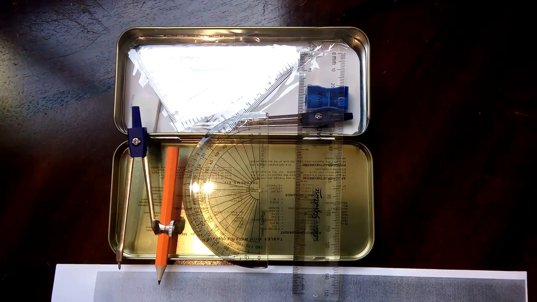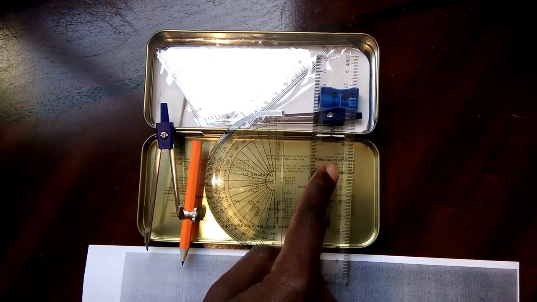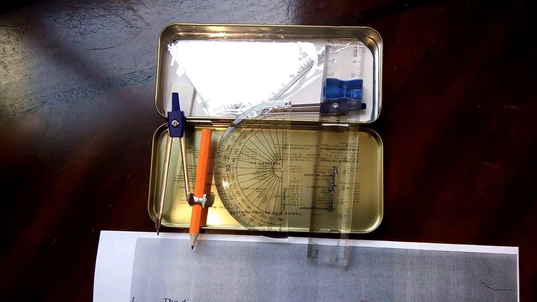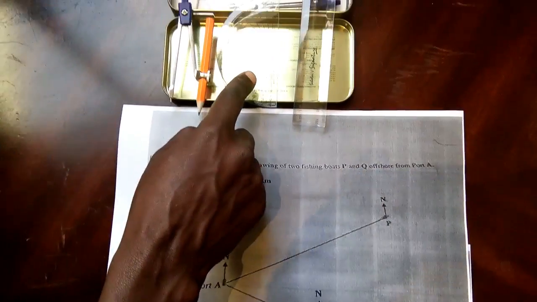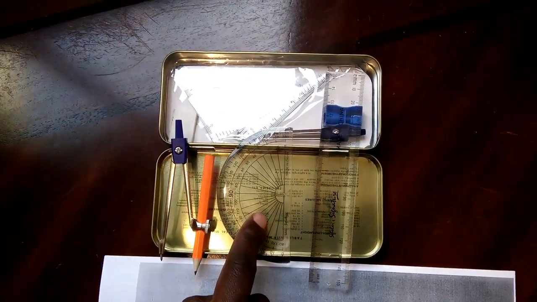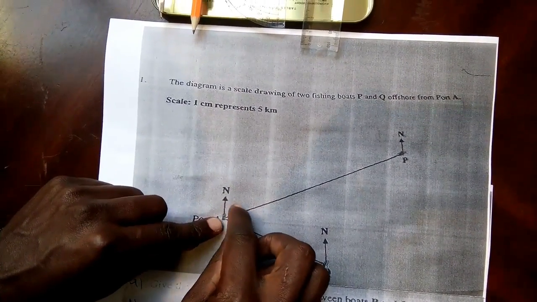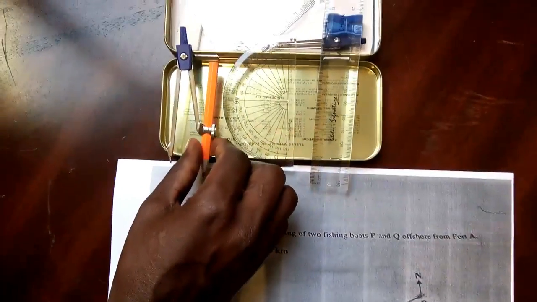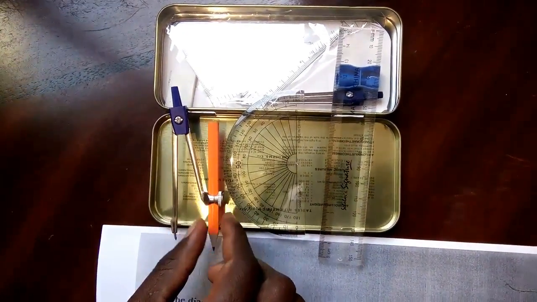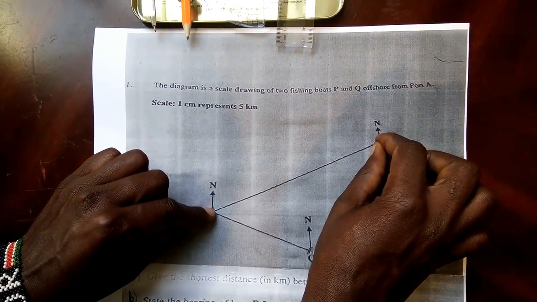So the first thing we need to know is the tools that we will be using. We need a ruler, which is used for measurement when we want to measure the distance between two points. The next one is the protractor. The protractor is the one we will be using to get the angle between certain lines for the bearing. And then the next one is the compass, which will be used to get the exact distance between two points.